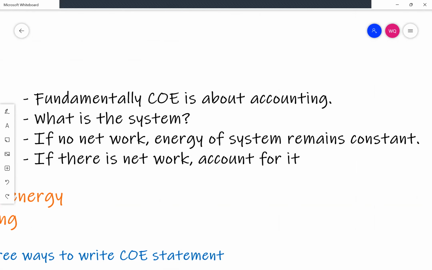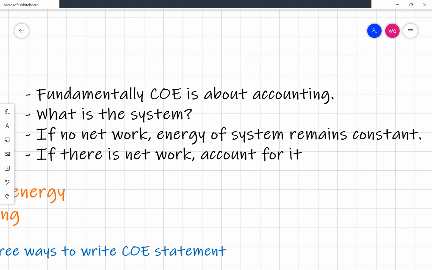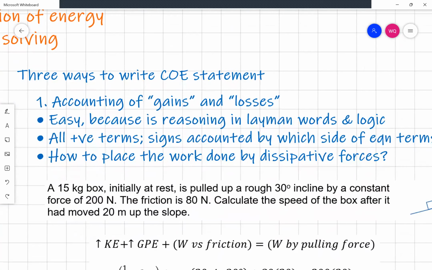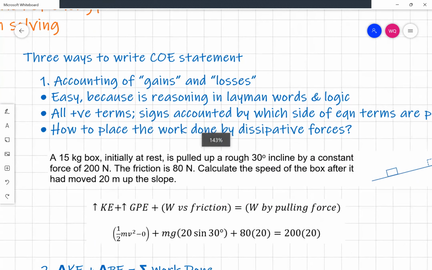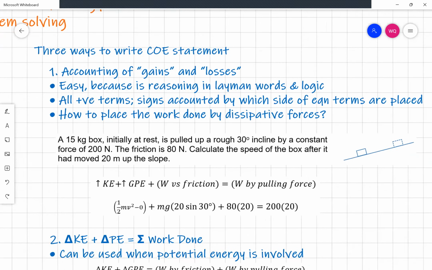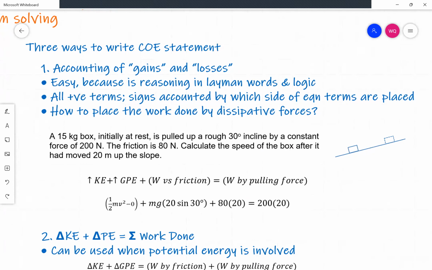First, the next line is if there's no net work, then the energy of the system remains constant. We mentioned this just now already. And if there is net work, then total energy will not remain constant. And what do we do? Because the energy will have changed, it doesn't matter as long as you know where it went to, or where it came from. Then you can still equate things. So let's use examples to understand this. I'll use one example and three ways of solving the same example.